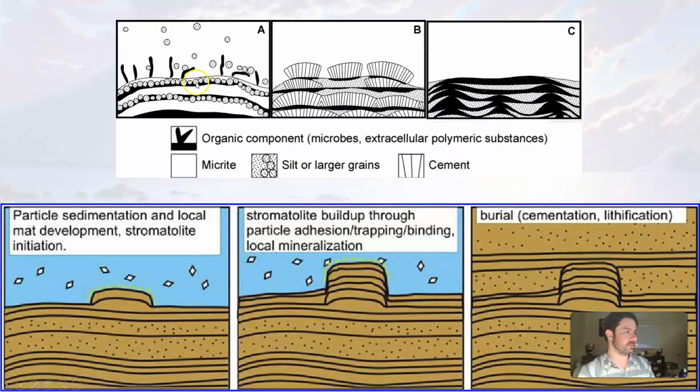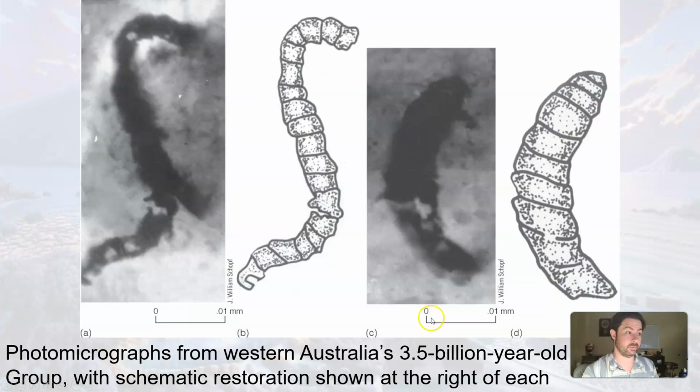So what do these little cyanobacteria look like? Well, we have a picture. We have some images here. So photo micrographs from these 3.5 billion year old Warrawoona group stromatolites show what these cyanobacteria look like. So we got pictures of them. And then here, these are just schematic restorations, drawings of what these cyanobacteria organisms look like based on their photographs.